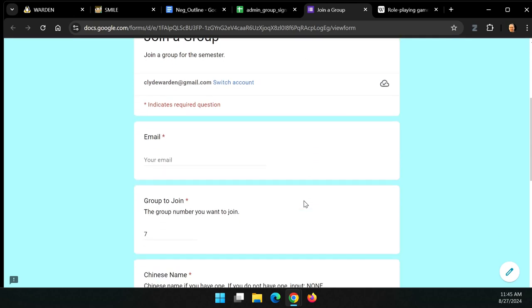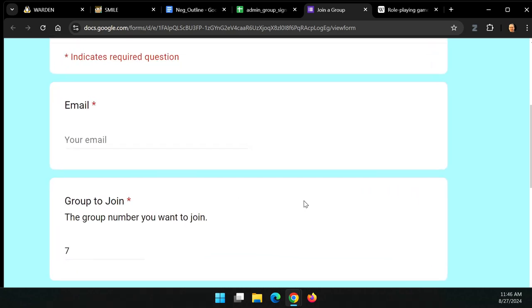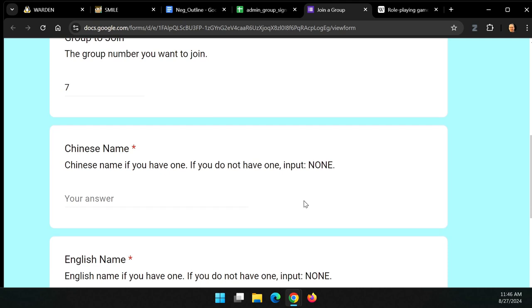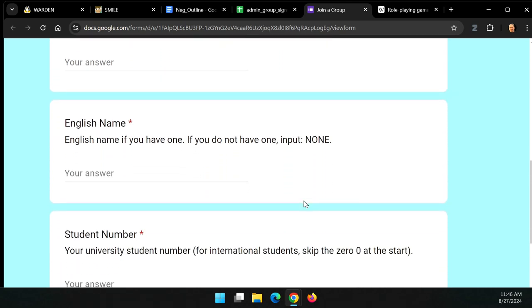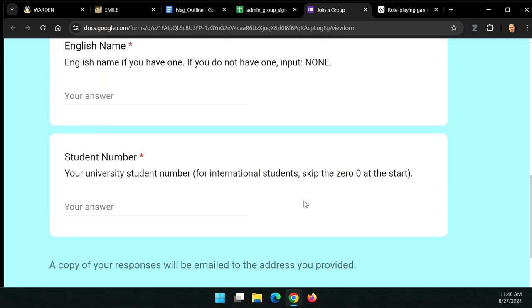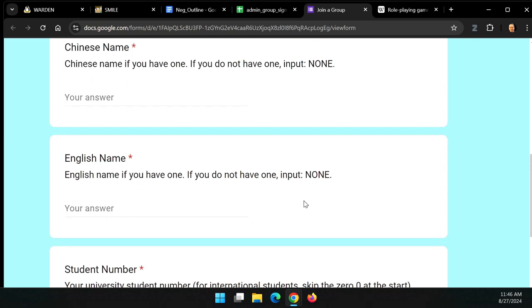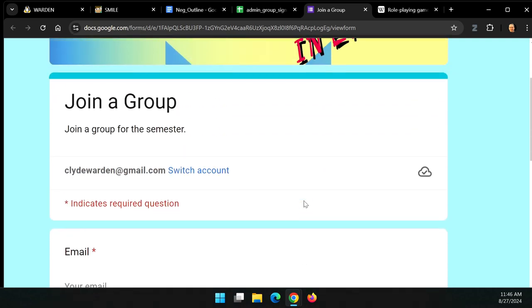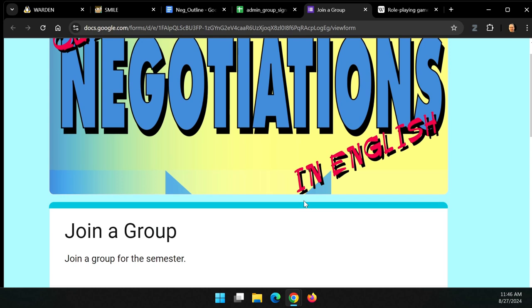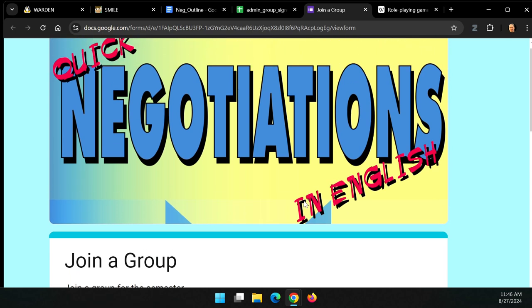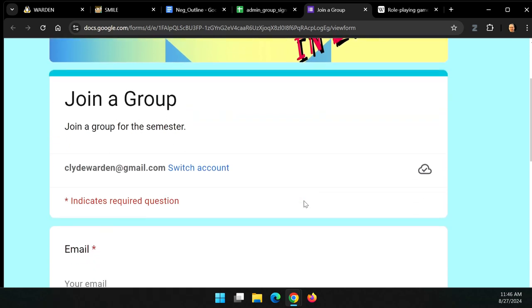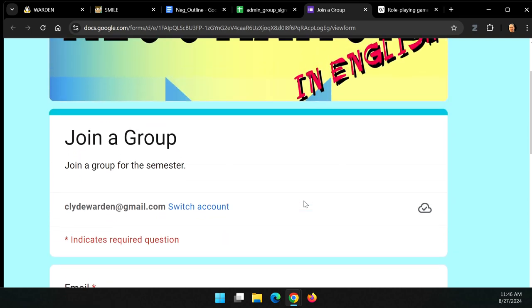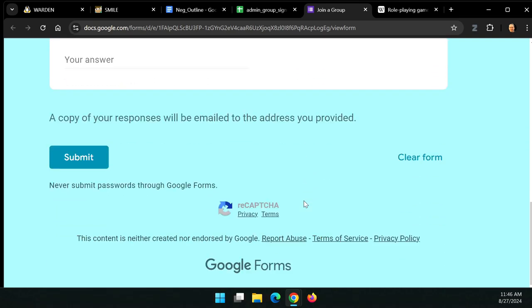In this form, you use your email and you use your group number. Here, I'm joining 7, so I don't need to change it. Put in my Chinese name and my English name and my student number. The student number and the email should match what you used when you signed up for the class on my sign up page inside of Google. So try to keep these the same. Okay, so when I'm done, I go ahead and submit that and I will be joining a group.